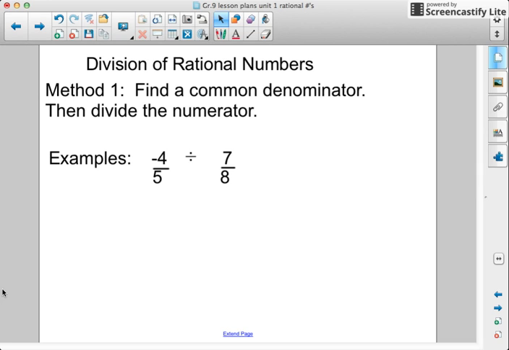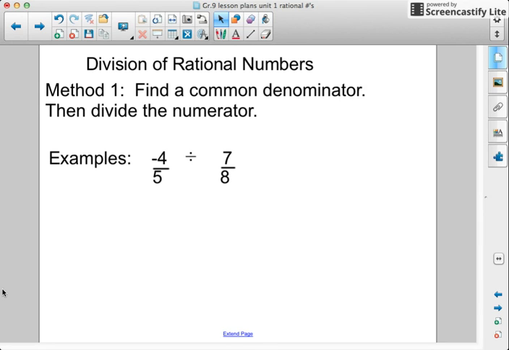So this is a review of division of rational numbers. So we're going to go over two methods that you can use, and again focus on using our integers and our fraction rules for this. So method one is find a common denominator and then you can divide the numerators.